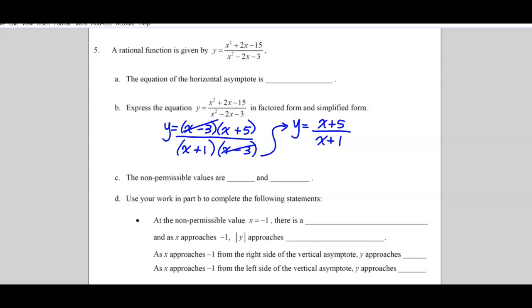The asymptote is at x equals -1. The non-permissible values are -1 and +3. Oh, it does say horizontal. Right. We didn't have to do the other work first. That makes sense. So the horizontal asymptote will be y equals 1.